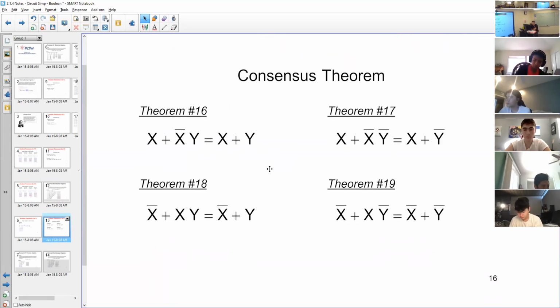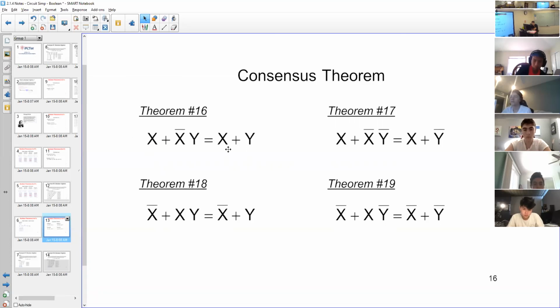So consensus theorem 16 says if we have an x plus a not x y, we can simplify that to just x plus y because it's an OR gate. This plus sign is an OR gate. So we've got x or not x.